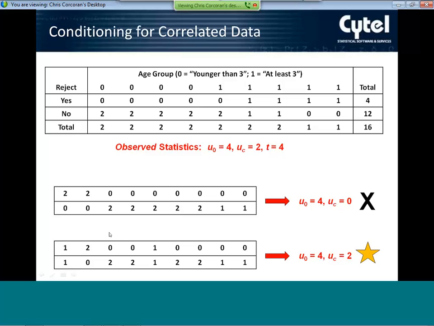In other words, we take all the tables in this reference set, we arrange them according to these statistics, and then we compute a tail probability just as we did with the tea-tasting experiment. So the p-value is going to be the sum of the probabilities of all tables in this reference set that give us a value of t that's greater than or equal to 4. The bottom line here is that we've been able to derive a rationale for computing exact tests, exact p-values, for tables that have correlated data.